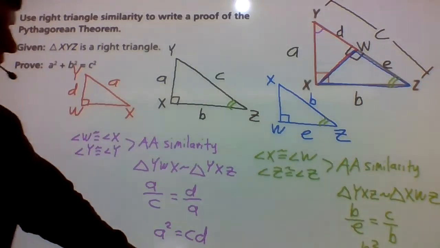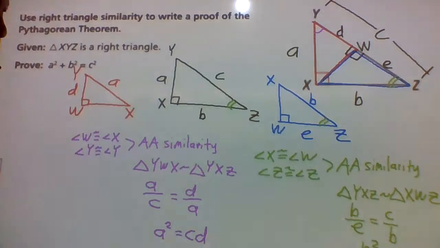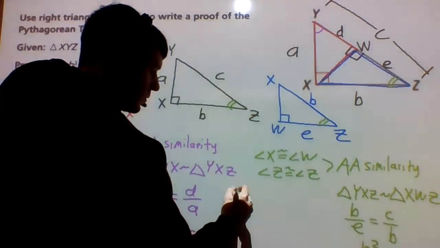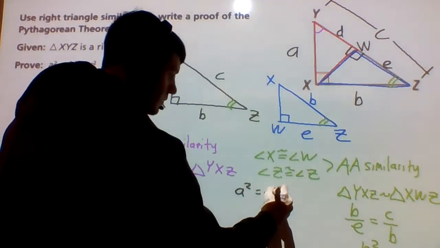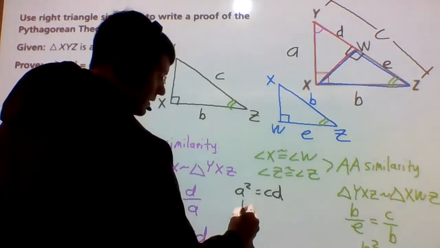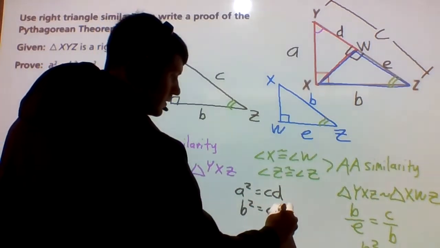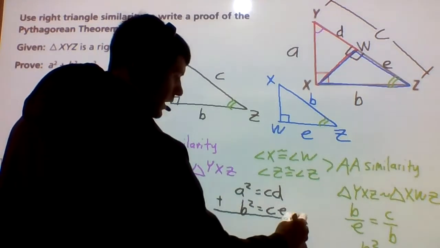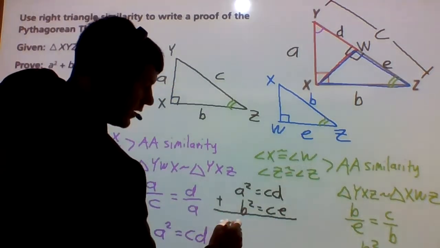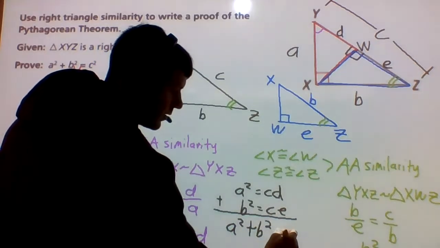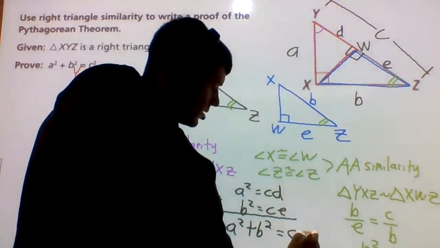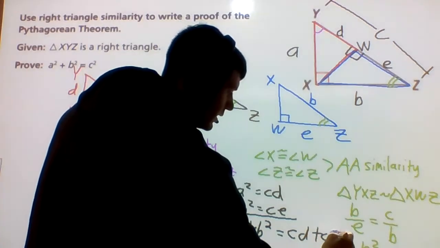And so we have two equations here. What we simply want to do is add our two equations together. We're going to add a squared equals cd to b squared equals ce. That's going to get us a squared plus b squared equals cd plus ce.